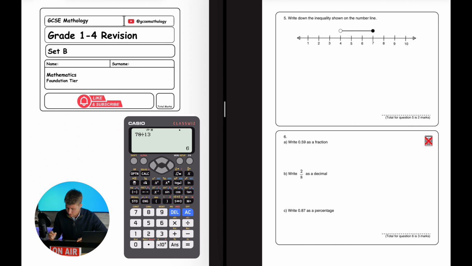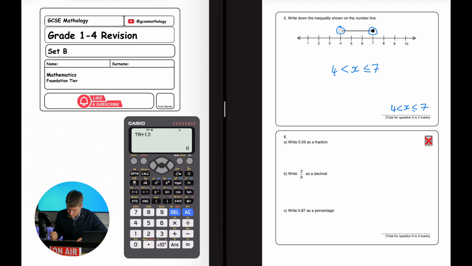Question 5 says, write down the inequality shown on the number line. The inequality shown on this number line is bound by 2 points, 4 and 7. Let's call the variable that we're considering x. This sign here is an inclusive inequality, so it's going to have a line underneath the inequality sign, and this sign here is a strict inequality because it's an open circle, so this won't have a line underneath. So the final answer is that x is greater than 4, but less than or equal to 7.